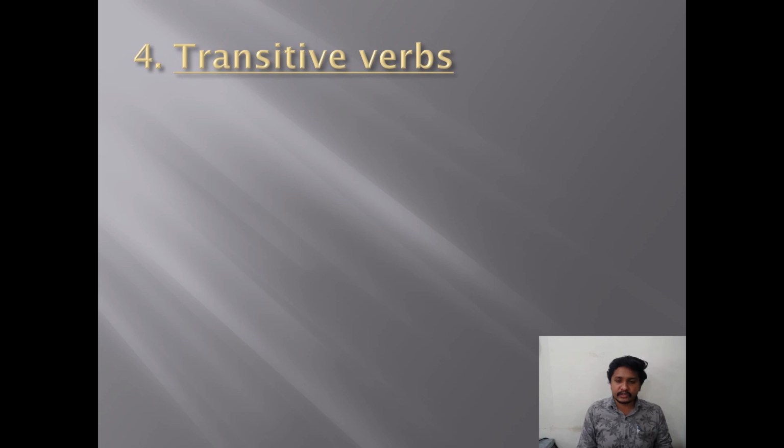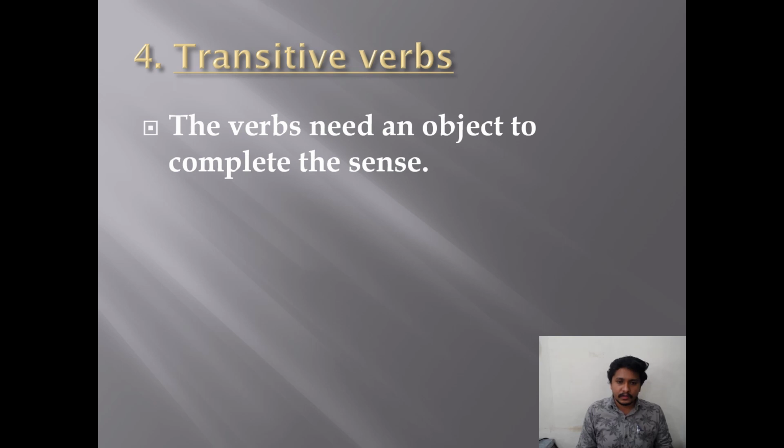Now the next one is transitive verbs. The fourth one is transitive verbs. Verbs that need an object to complete the sentence are called transitive verbs. By the verb alone, we cannot make the complete meaning of the sentence. So those types of verbs which need an object to complete the sentence are called transitive verbs.